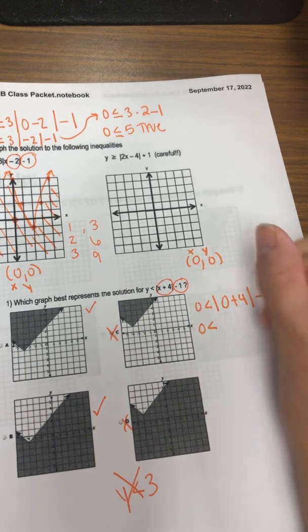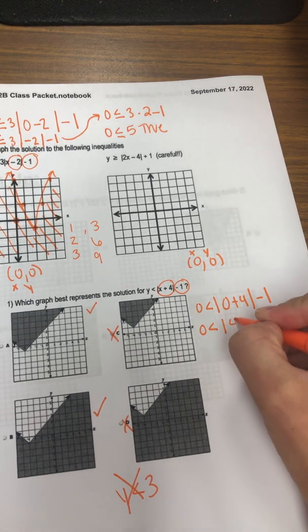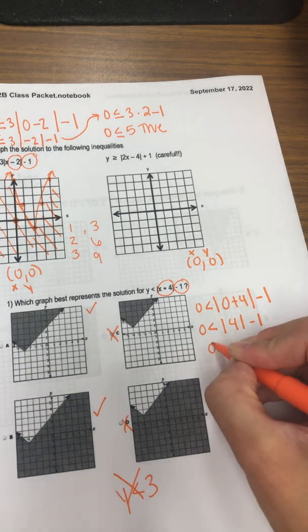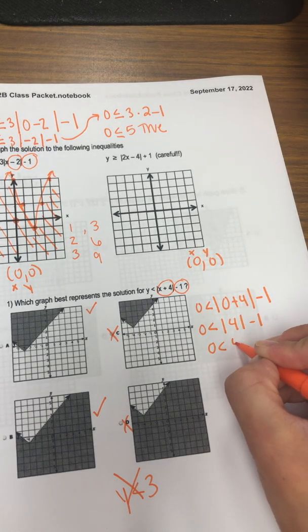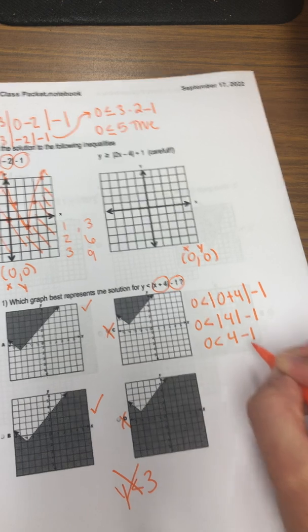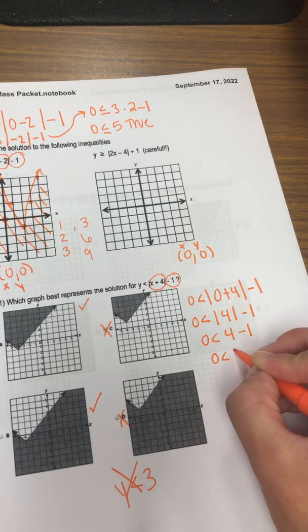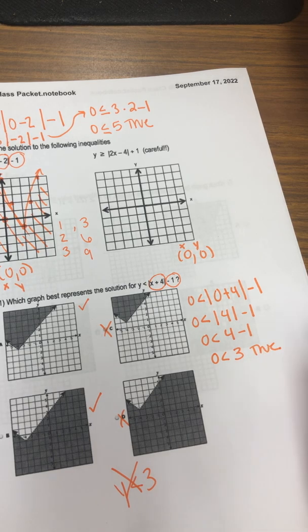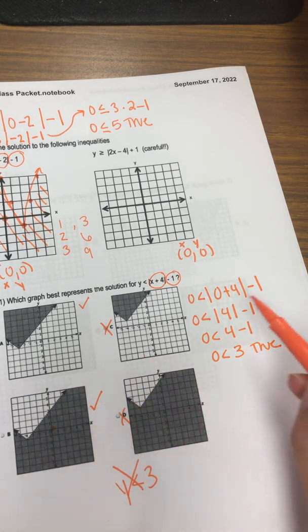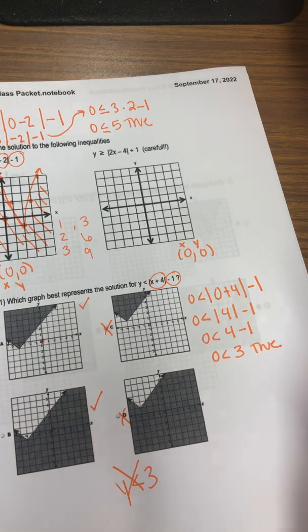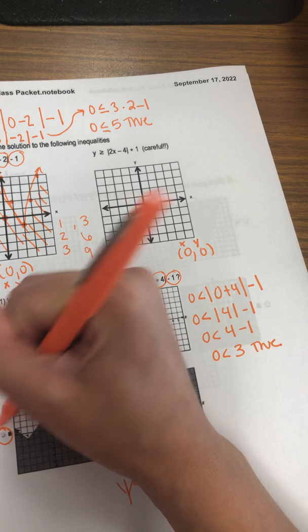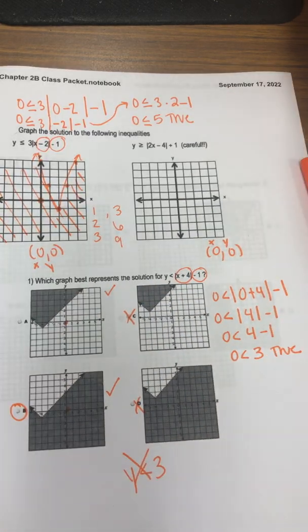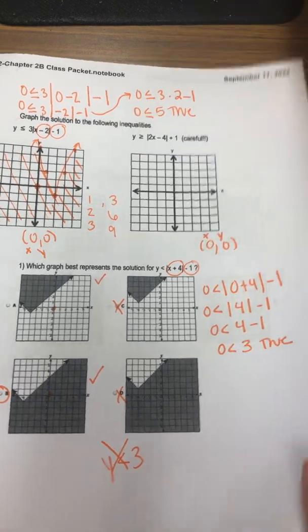So 0 plus 4 is 4. The absolute value of 4 is just +4, and I still have that -1. 4 minus 1 is 3. So this says 0 is less than 3. Well, that is a true statement. So that means 0, 0 is a solution. 0, 0 is outside of the V. So everything outside of your V should be shaded, which would be answer B. So that would be the correct answer to that graph.